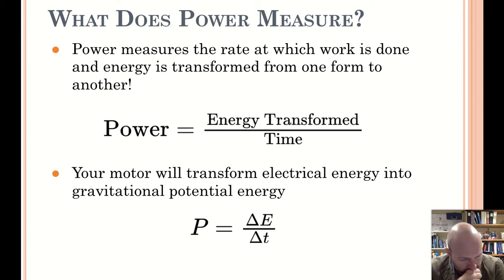And so this could be the amount of work it takes to lift the piano, or the change in potential energy, or the change in energy from one form to another. And in our case, it's how much potential energy the piano needs to gain to get to the top. You generally see this written as power is change in energy over time, delta E over delta T. That's the equation on your AP equation sheet.